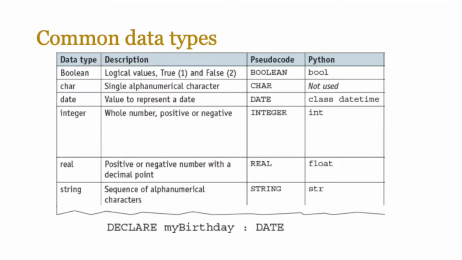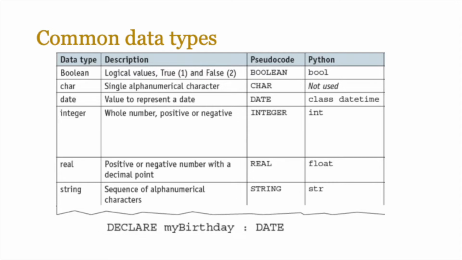So let's start by looking at common data types. Now you should be familiar with these ones from IGCSE. Boolean, logical values, true or false. In pseudocode we write that in capitalized BOOLEAN. In Python it's normally called bool.